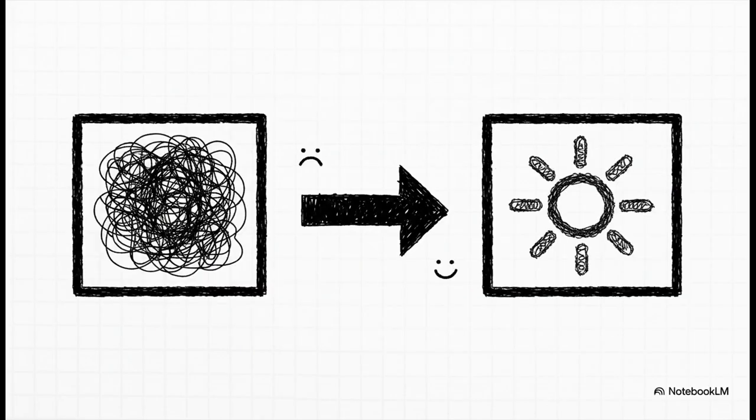And finally, we have perception. This is all about the story you're telling. How is the problem being framed? By reframing the issue, you can completely shift the political dynamics and build a much bigger coalition of support. The best strategies often hit on all four of these at once.